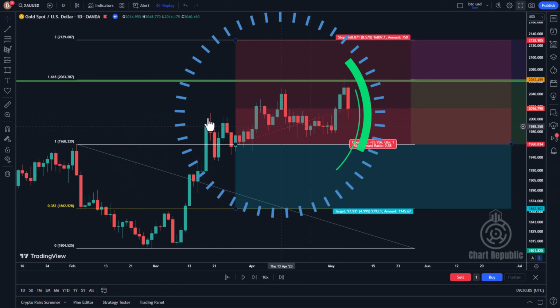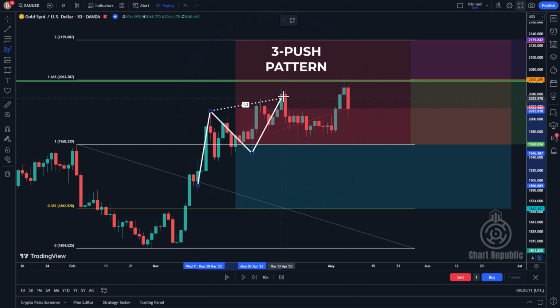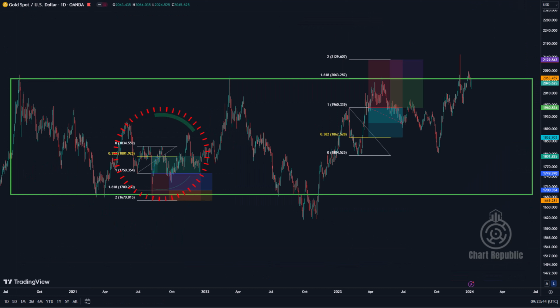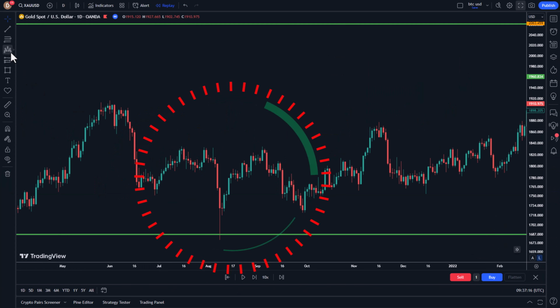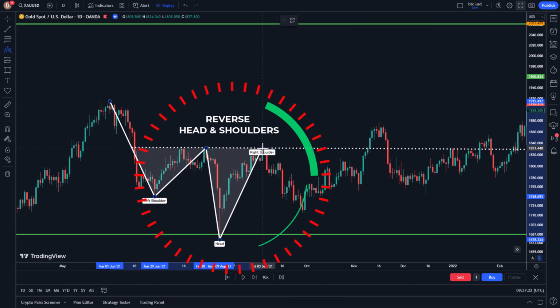In the first case, I draw your attention to the formation of a 3-push pattern at the upper threshold of the trading range, which is a clear sign of a major reversal. Alternatively, in the second case, the formation of a reverse head and shoulders pattern could provide us with the final signal to stay in the trade for longer.